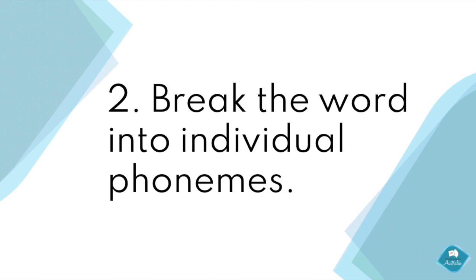Step 2 is to phoneme map a word. So before we even look at how to spell the word, let's see how many sounds we can hear in the word and then count those sounds. For example, we're going to use the word was. So let's say the word was. Now let's phoneme map the word. That means to count how many sounds. So w, o, z. We've got 3.